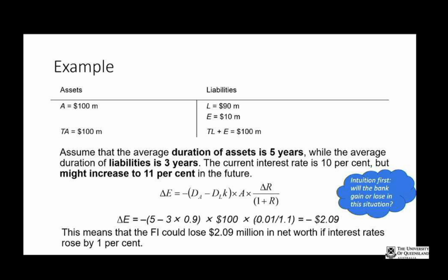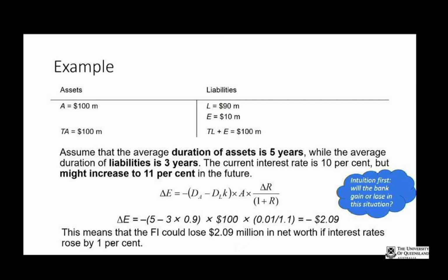Which means the result will also be the same, just that instead of a minus, you will now have a plus, just as we said before, and the bank will be happy about the situation. So the value of equity will go up by 2.09 million. So it's symmetric in both directions.